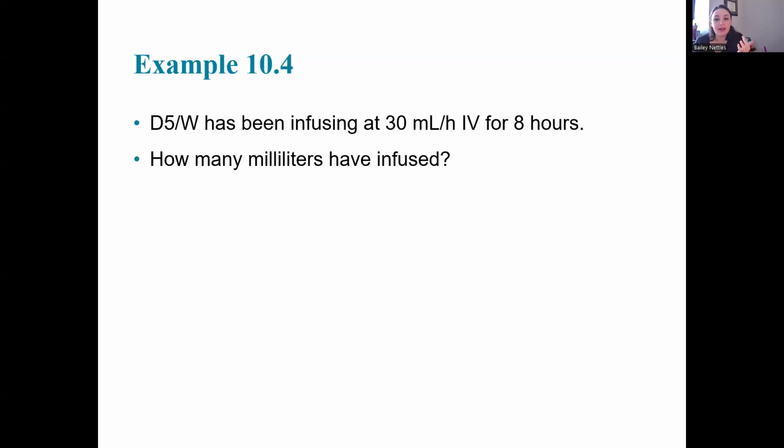All right, so we're going to do another one. So now we have a D5W that's been infusing at 30 mils an hour for 8 hours. How many milliliters have infused? It's pretty simple. You could literally count 30 eight times, or you could multiply 30 milliliters times 8 hours. It's 240. Okay, it's pretty simple.